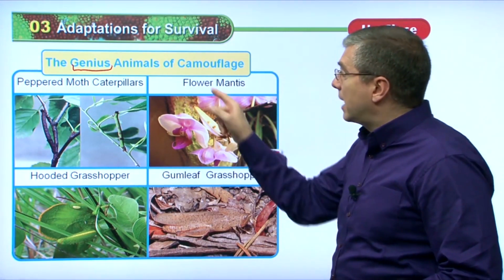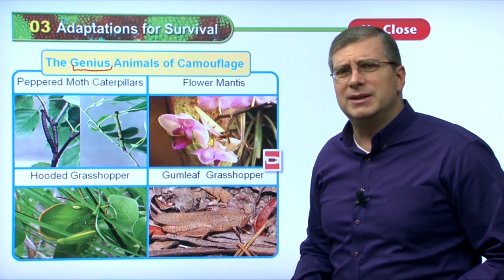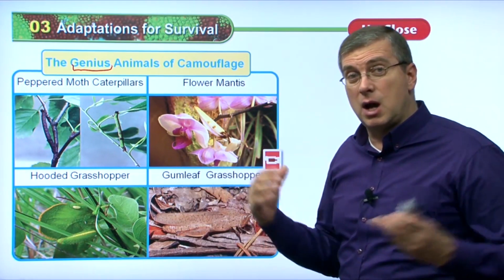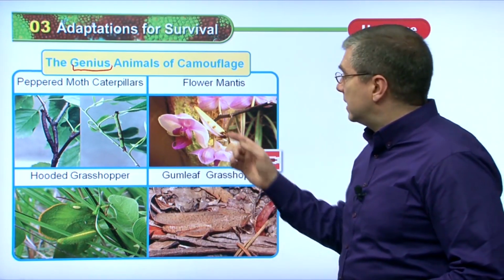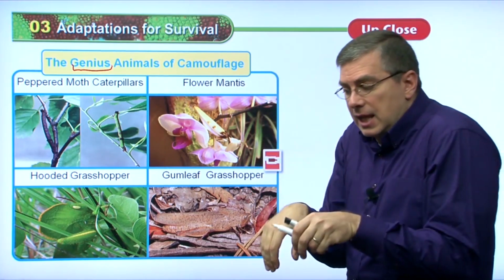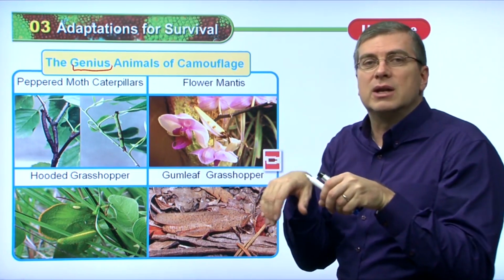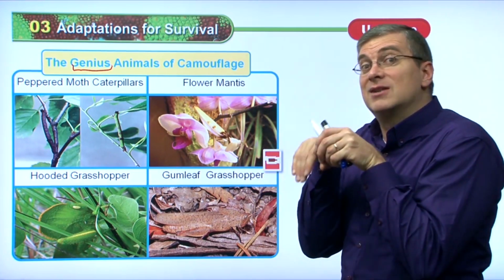In the next picture, we have a flower mantis. Now, I'm sure you've probably seen a mantis before. They're very common in nature. These insects, of course, they have the triangular head with the 2 eyes, and they have the arms that are folded like this. That's why we call it usually a praying mantis, because it looks like it's praying.